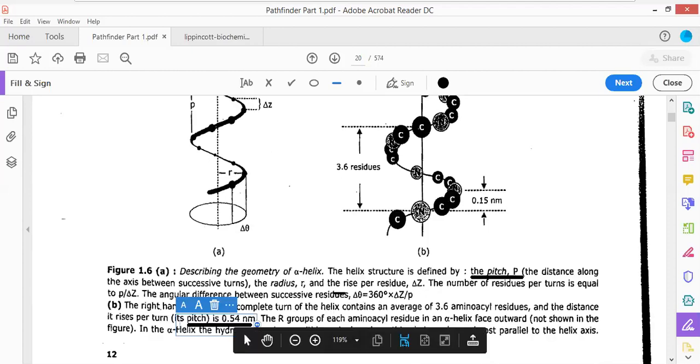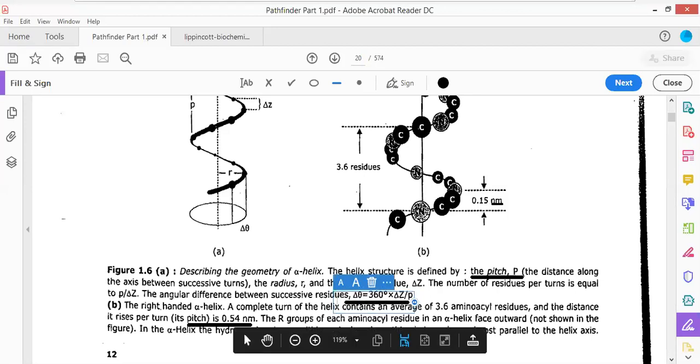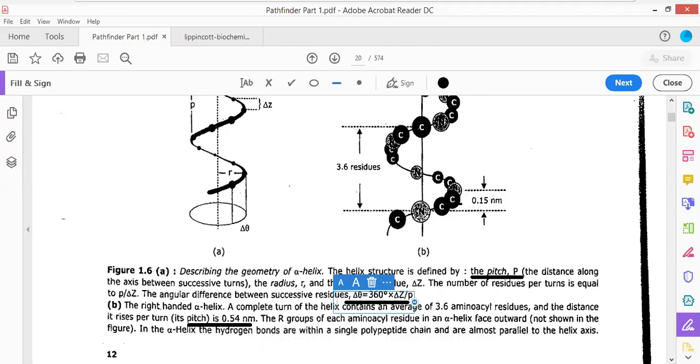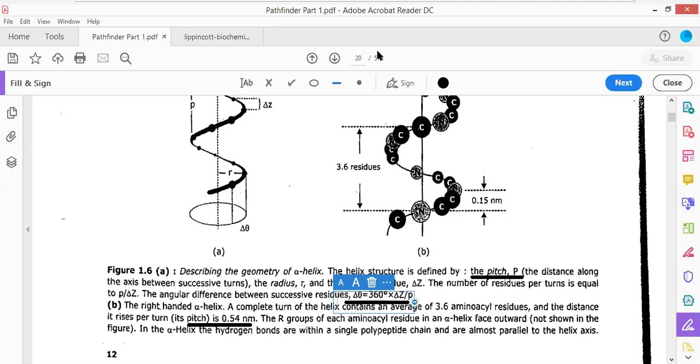Okay. So delta, the change in the angle of the helix, is given by the formula 360 into delta z, where delta z is 0.15 nanometer, the rise of the helix per residue, divided by the pitch of the helix. There are 4 questions devoted to this particular formula in the MCQ booklet that has also been shared in the group. Please do solve them. Okay, thank you. So we are moving forward.